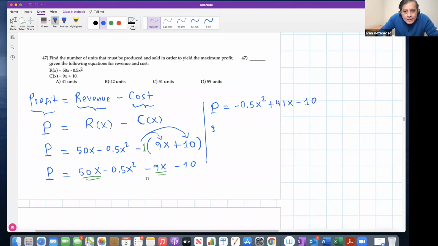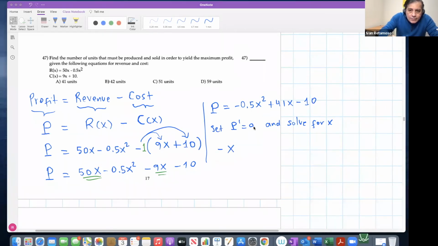Now, next step, set the derivative of the profit function equal to 0 and solve for x, right? This is our method to maximize functions. So setting the derivative equal to 0, the derivative of this profit function will be this 2 multiplying negative 0.5, which is negative one half. 2 times one half is 1. So I get just minus 1x.